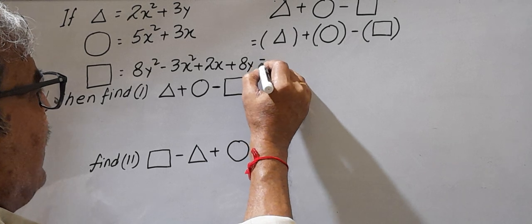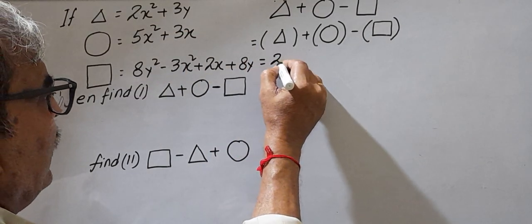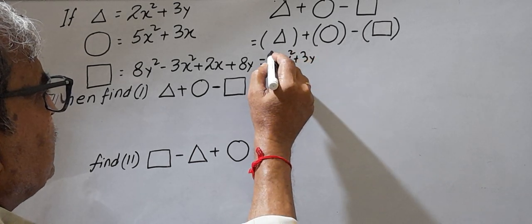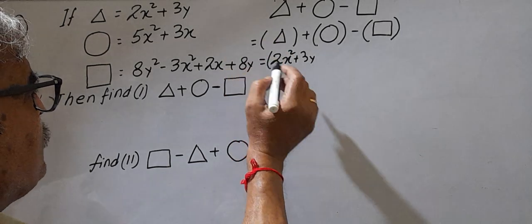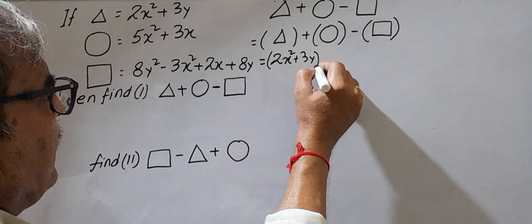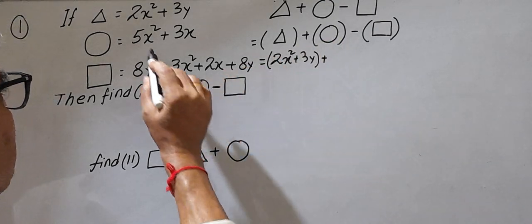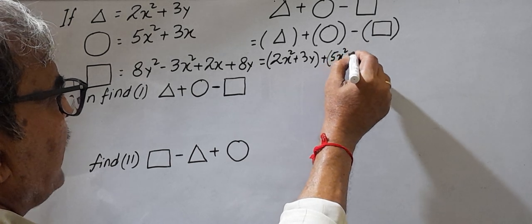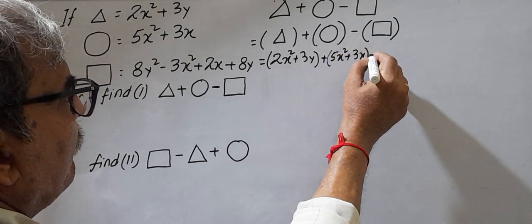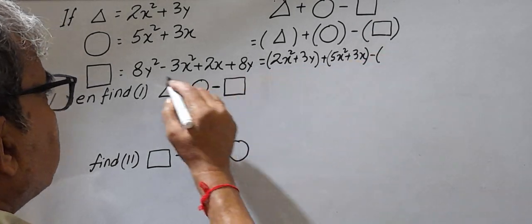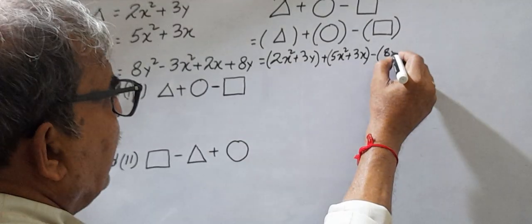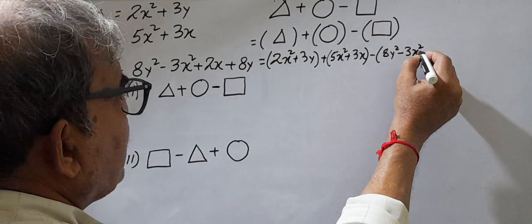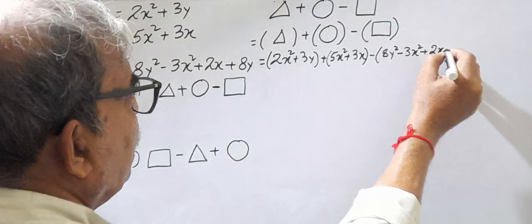So now you write this bracket, that is 2x square plus 3y. This is the first, this is the question. 2x square plus 3y. And this again bracket plus, this is how much? 5x square plus 3x. And now minus, this is how much? 8y square minus 3x square plus 2x minus 8y.